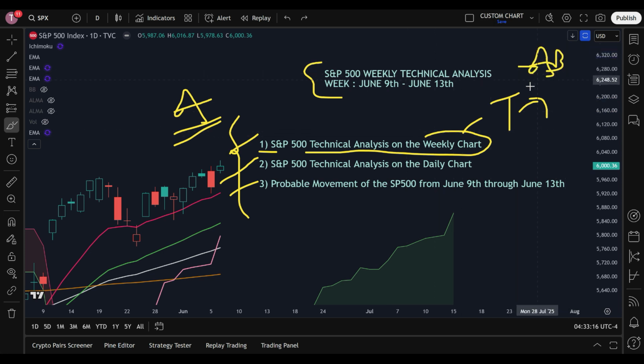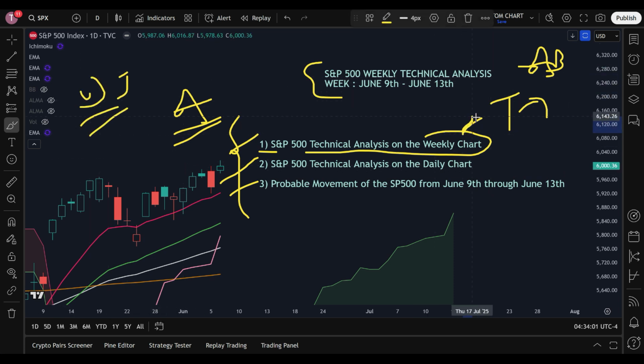However, this absolute bullishness is not seen in the Dow Jones. So I will show you the weekly chart, the weekly candles, and tell you how it is going to work in the coming weeks. The second point of the agenda is the S&P 500 technical analysis on the daily chart. On the daily chart, S&P 500 is still 80% bullish.